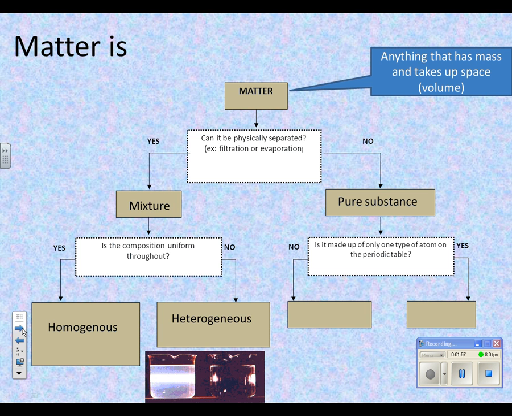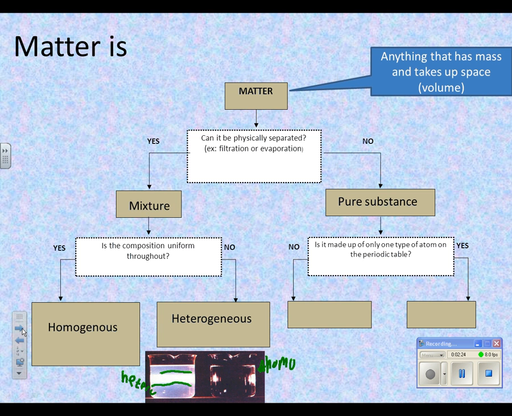Then we have this little picture up here, the little glass of water on the right. That has a uniform composition. It looks the same from top to bottom, from left to right. So that's a homogeneous mixture. The one on the left, you can see that it's got little speckles in it, and you can see that laser beam, that beam of light, come through here. So we can tell it's got different things in it, so that's going to be a heterogeneous mixture.